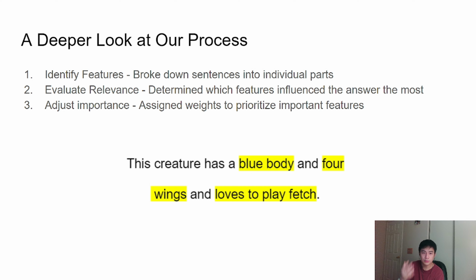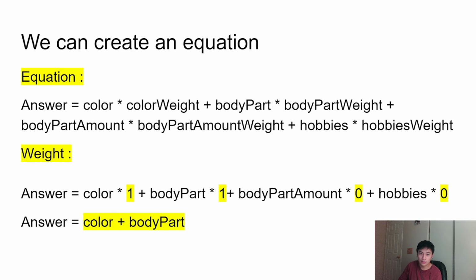And so step 2 is we essentially evaluated the relevance of each of these features to see which one determined the answer the most. And by doing that, we were basically adjusting the importance by assigning weights to each of these different features to see which priorities should go ahead. And when we look at this even deeper, we can think of this in terms of an equation. Right? If we look at this equation, the answer is essentially the color times the color weight, remember, the amount of importance it has in the answer, the body parts times the body part weight, and so on.